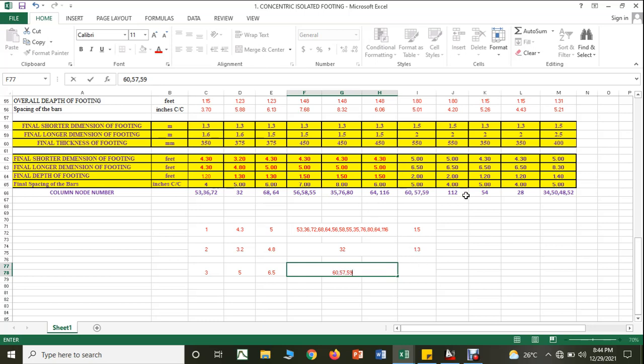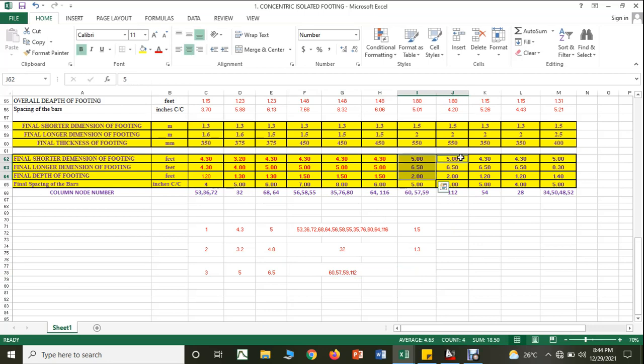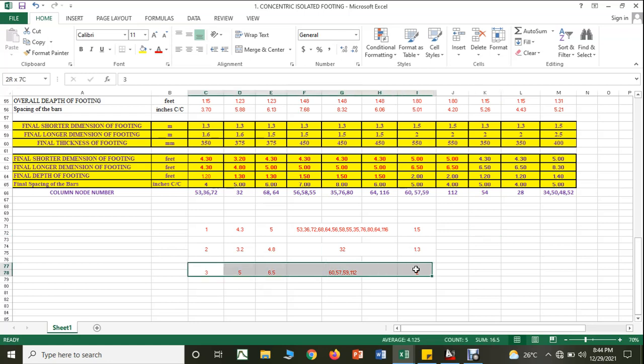Then you have 112, right? That is these 3 and these 2, and the thickness is 2.0, 2 feet. Okay, so 2.0, 2 feet. So therefore this and this is done.